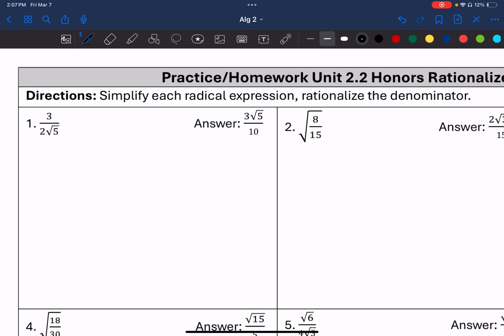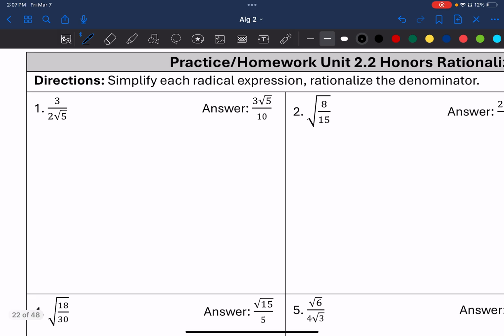So, first one, we have a binomial case. We're going to start by trying to simplify anything that we can. You see right away that there's nothing we can simplify, right? We can't divide 3 or 2, and we can't simplify square root of 5. So let's go ahead and rationalize by multiplying by the square root of 5 over the square root of 5.